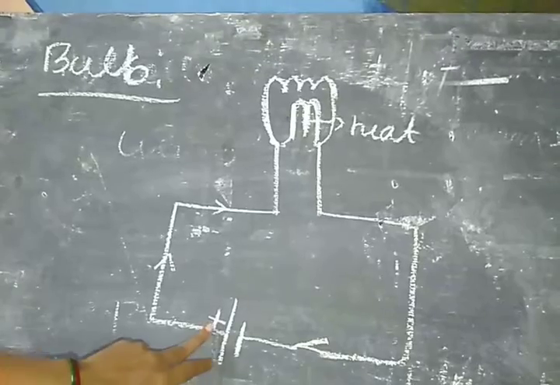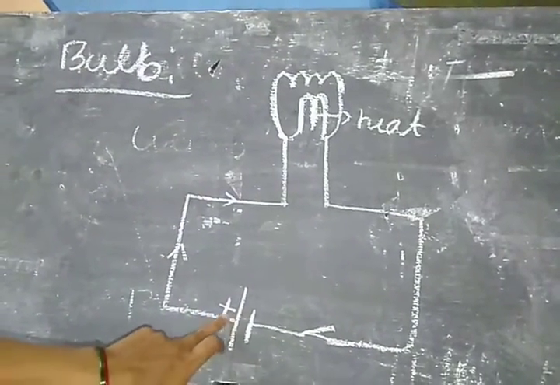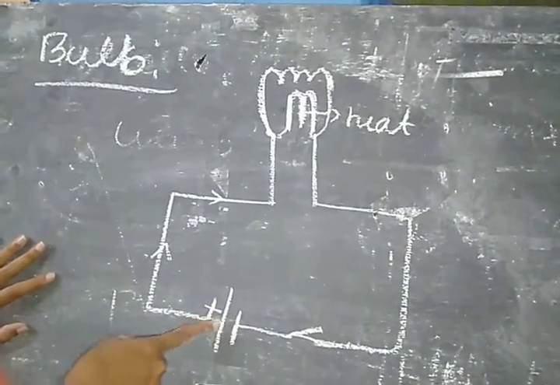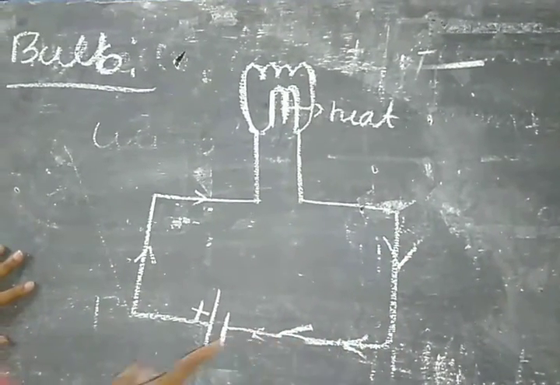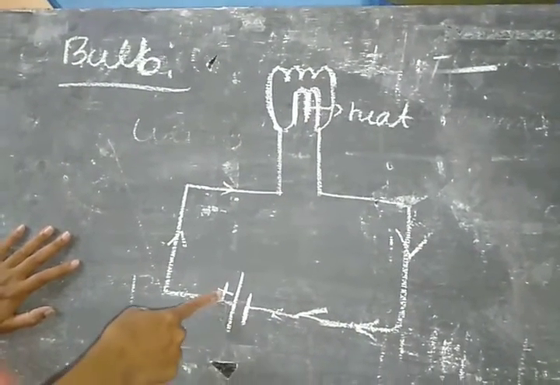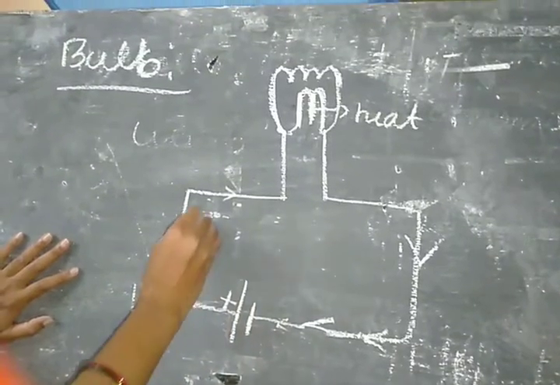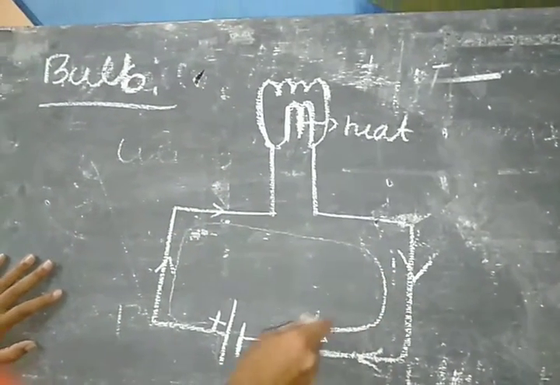And one more thing you should remember: electric charges always flow from the positive terminal of the battery to the negative terminal of the battery. You should remember that always electric charges flow from the positive terminal of the battery to the negative terminal of the battery.